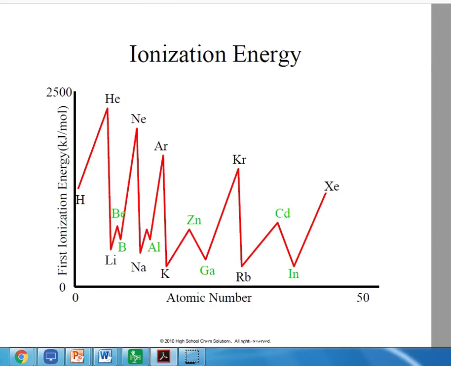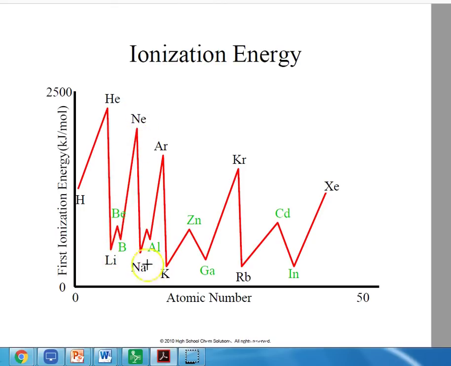All right, you can see that graphed here. They love this graph on different tests and the AP exam. So you can see as you go from hydrogen to helium, that's moving across the periodic table, so your ionization energy goes up. And then when you go down to a new row, lithium is on the second row, so we drop way down. And then we go up as we move toward neon because we're moving across.